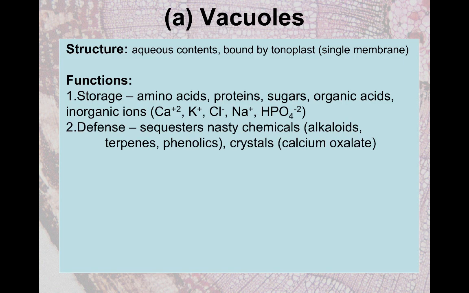Another important function is defense. So these vacuoles sequester nasty chemicals. I mean nasty because they're defensive. They help the plant protect themselves. That includes things like alkaloids and terpenes, phenolics, and sometimes crystals.